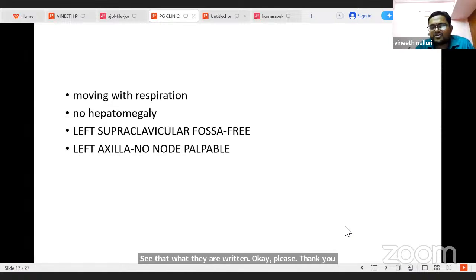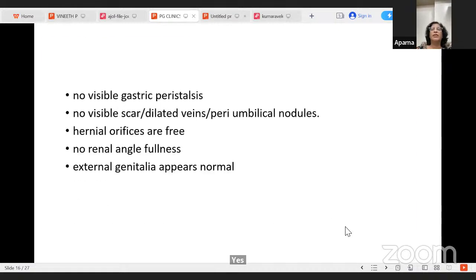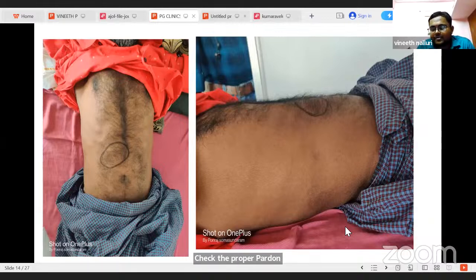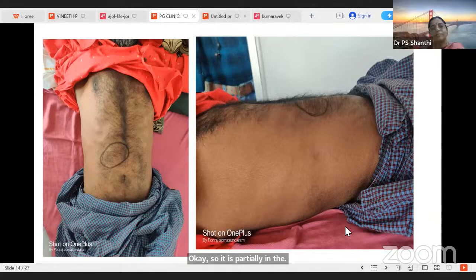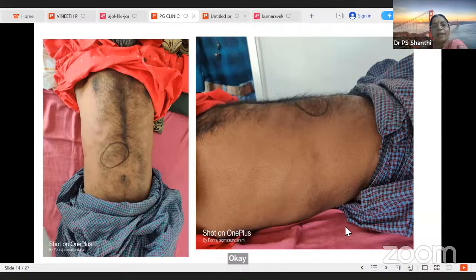Mass is moving with respiration, no hepatomegaly, left supraclavicular fossa was free and left axilla no. Sorry to interrupt. Can you go back to the photograph where you have demarcated the lump? So you think this is the epigastric region? Have you checked the proper quadrant? Yes, ma'am. So it is partially in the epigastrium, to the right hypochondrium, and also in the periumbilical region. Okay. Any nodes, or anything else you wanted to mention?